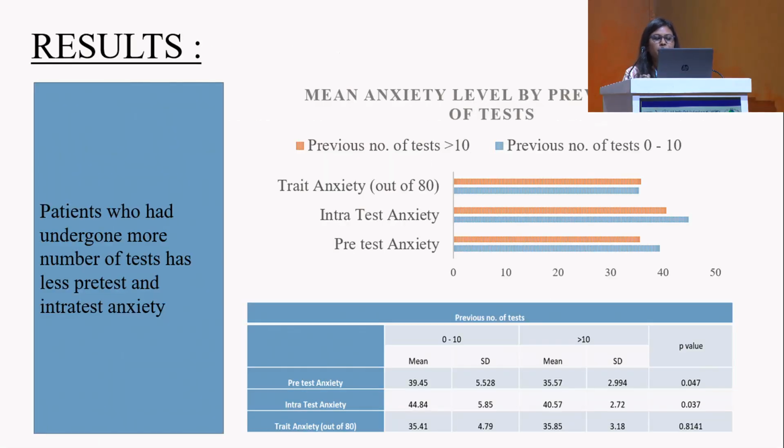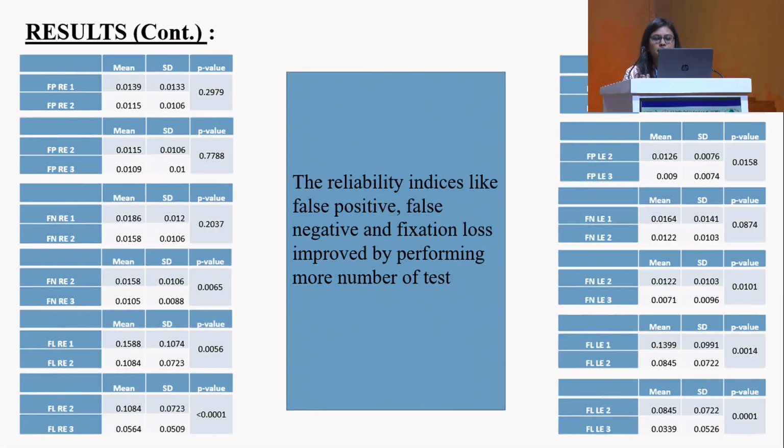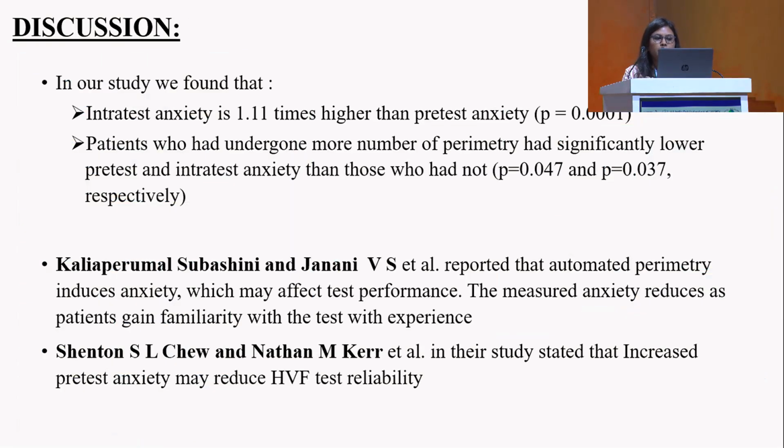The results showed that patients who had undergone a greater number of tests had less pre-test and intertest anxiety. Intertest anxiety is 1.11 times higher than pre-test anxiety, with a p-value of 0.0001. The reliability indices like false positives, false negatives, and fixation losses improved with more tests. So in our study, we found that intertest anxiety is 1.11 times higher than pre-test anxiety, and patients who had undergone more perimetry had significantly lower pre-test and intertest anxiety than those who had not.